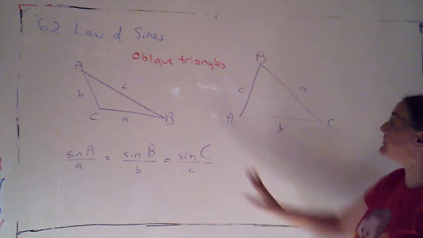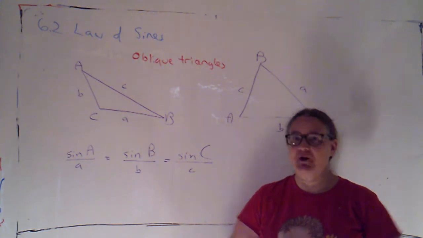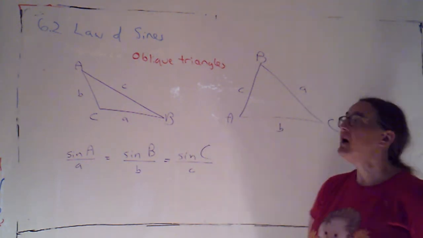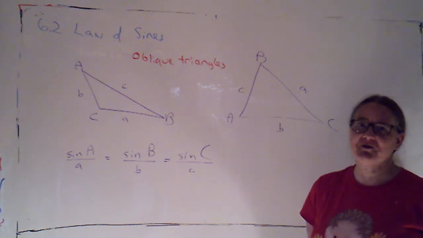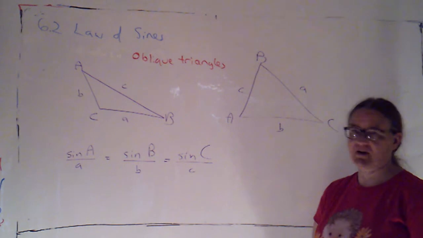Now, the law of sines holds even if I have a right triangle. So it would work if one of my angles was 90 degrees, but if one of my angles is 90 degrees, it's much easier to just use Pythagoras and the definition of my trig functions.